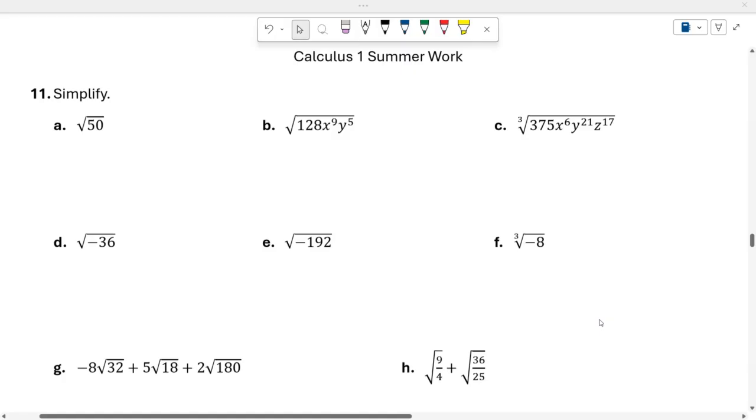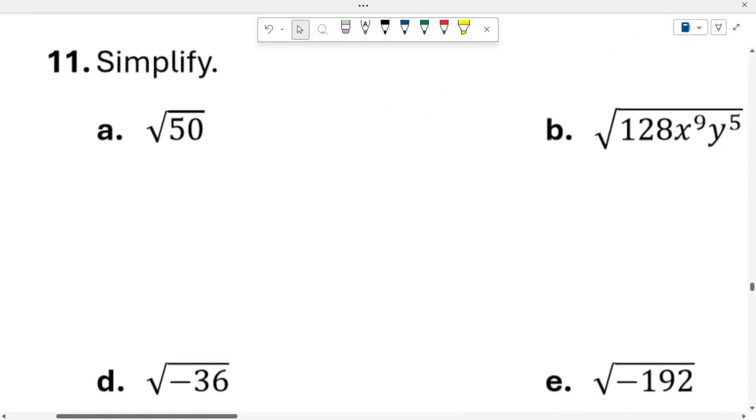In this video we're going to be taking a look at question number 11. Now question 11 deals with radicals, which we also saw in question 3 and we will also see in the next questions, question 12 and 13. So let's just dive right into it. Question number 11 just says simplify, and let's get to it.